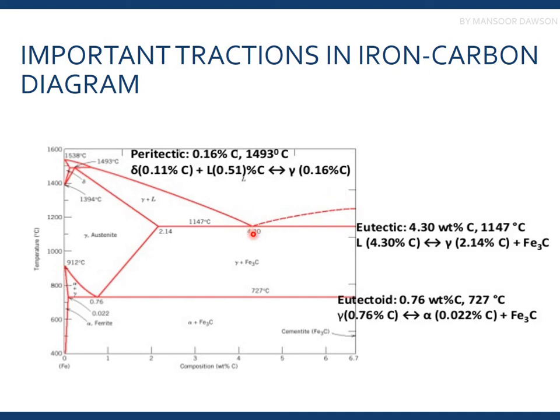In this composition, you can see that the liquid is converting into austenite and cementite, and this is the eutectoid reaction, which is at 0.76% of carbon, in which the austenite phase is converting into alpha and cementite, which is ferrite and cementite.